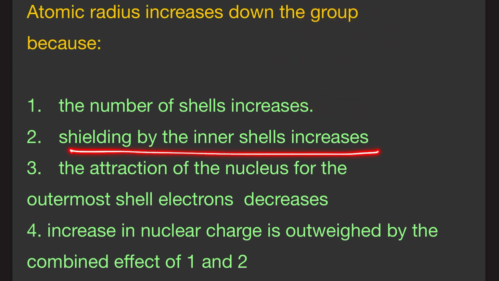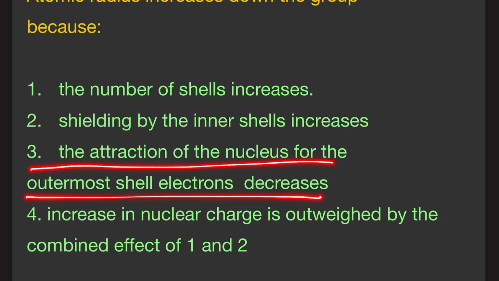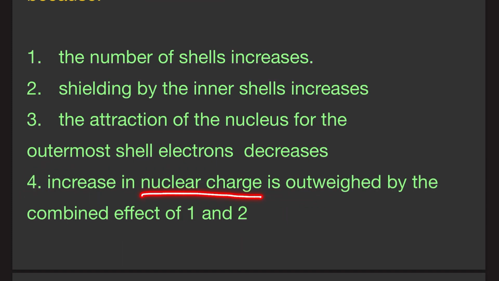And this also comes with an increase in shielding. As we go down the group, the number of inner shells also increases, and as the number of inner shells increases, so does the shielding, and that is why atomic radius also increases. Because of reasons 1 and 2, the attraction of the nucleus for the outermost shell decreases, and as a result, the outermost shell is a little further away than it would have been, and so the atomic radius increases down the group.